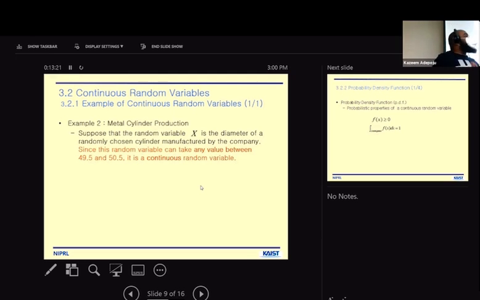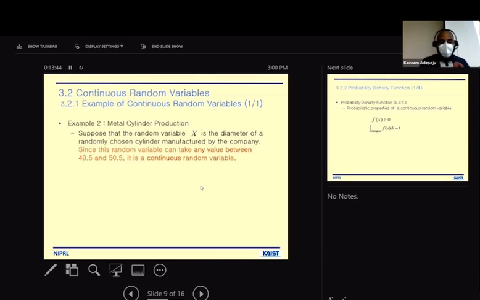I want to give you an example right now on cylinder production. Suppose that the random variable X is the diameter of a randomly chosen cylinder manufactured by the company. Since this random variable can take any value between 49.5 and 50.5, we refer to that as a continuous random variable.